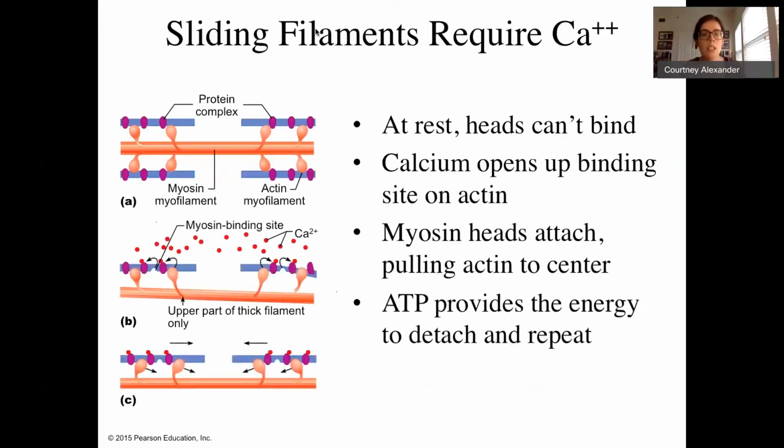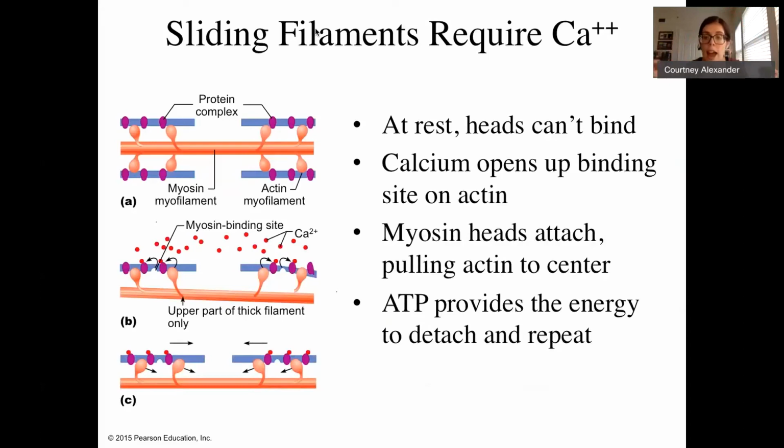So I want you to pause this video and see if you can explain what happens starting with the motor neuron. The motor neuron is going to get an impulse, opening voltage-gated calcium channels. Calcium is going to come into our motor neuron. That's going to cause the acetylcholine to be released into the synaptic cleft. Acetylcholine is going to bind to acetylcholine receptors, and that is going to cause a depolarization in our muscle fiber, which is going to spread down our muscle fiber.